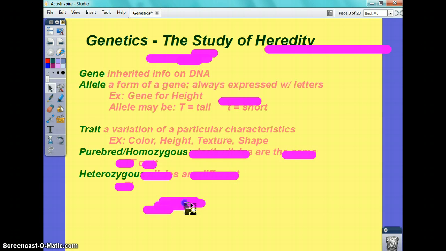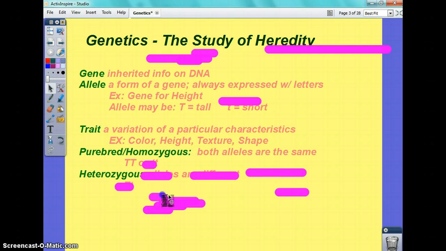Homozygous means two of the same. The result would be two capital letters or two lowercase letters. Either or. Capital T, capital T. Yes. If the two alleles are different, what's my letter combination? Uppercase T, lowercase t. Good. It's going to be uppercase and lowercase.